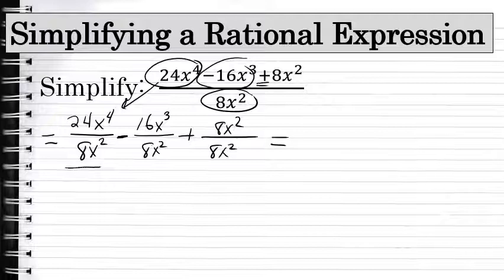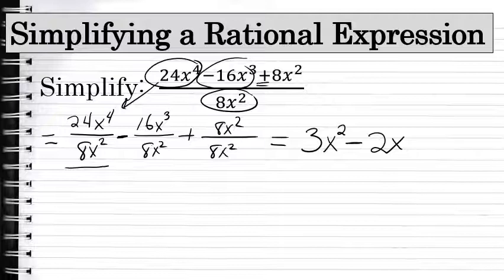The first term, 24x to the fourth over 8x squared: 24 divided by 8 is exactly 3, and x to the fourth over x squared simplifies to x to the second power. I could write that as being over 1, but that's not necessary. The second term, 16 divided by 8, is exactly 2, and x to the third over x to the second is exactly x to the first.